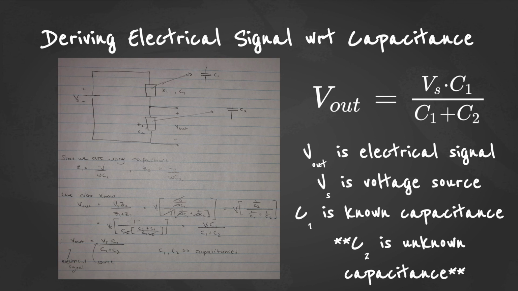So on the right-hand side, we have the equation V out is equal to Vs times C1 over C1 plus C2. And this equation will play a very important part moving forward in measuring our electric signals. I've also mentioned the meaning of all the variables here, where V out is our electrical signal, Vs is our voltage source, C1 is our known capacitance, and it is important that it is known, since if this was unknown, it would make our voltage divider circuit a lot more complicated, and C2 is our unknown capacitance, and since C2 is unknown, we can calculate C2 using our Vs, V out, and C1, which are all known.